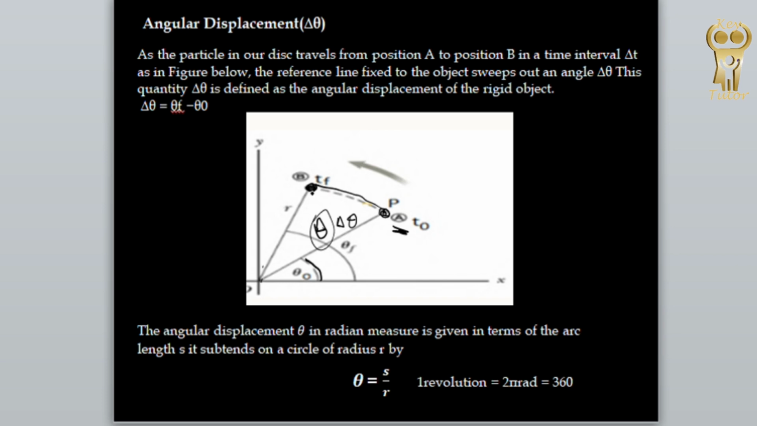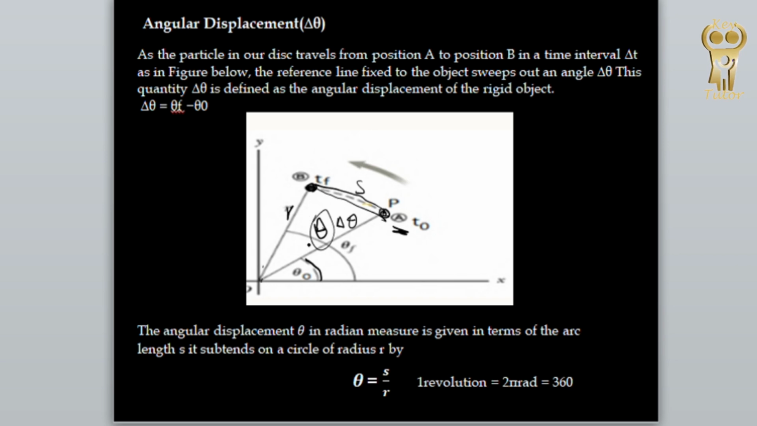This angular displacement can be expressed in terms of radius. This one is the length of the string. Between the two points there is a curved path, which is called arc length. It can be expressed in arc length and radius.